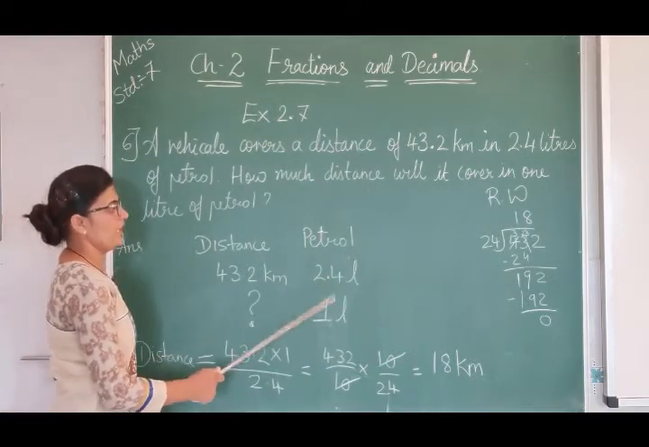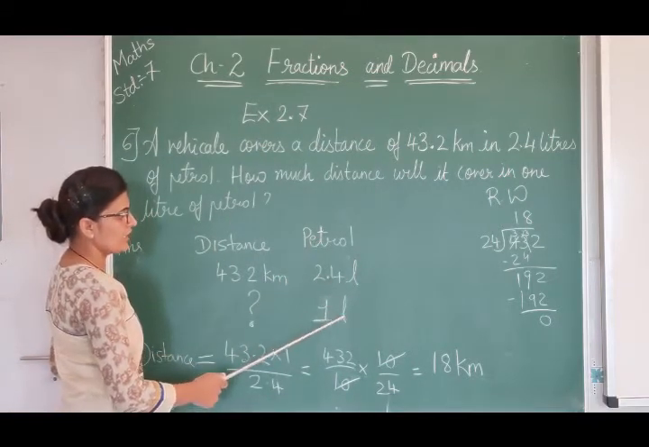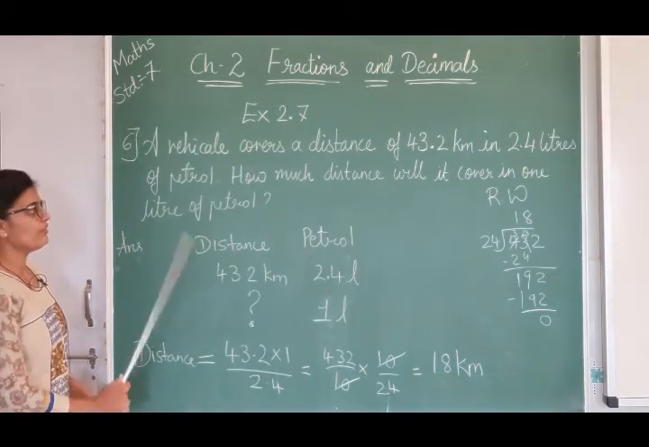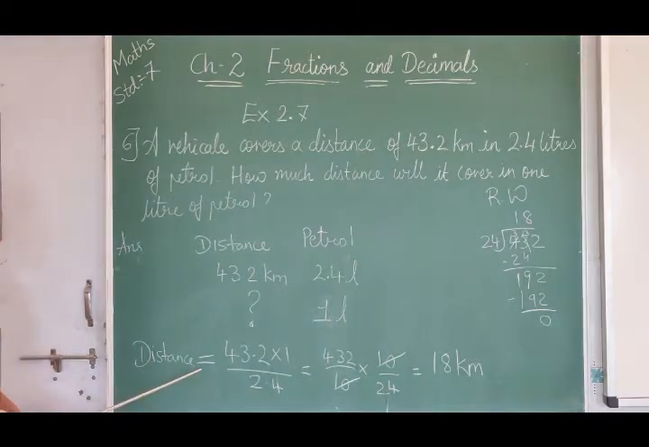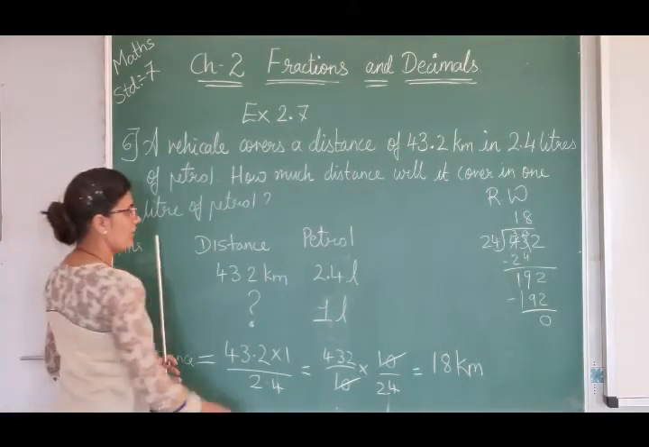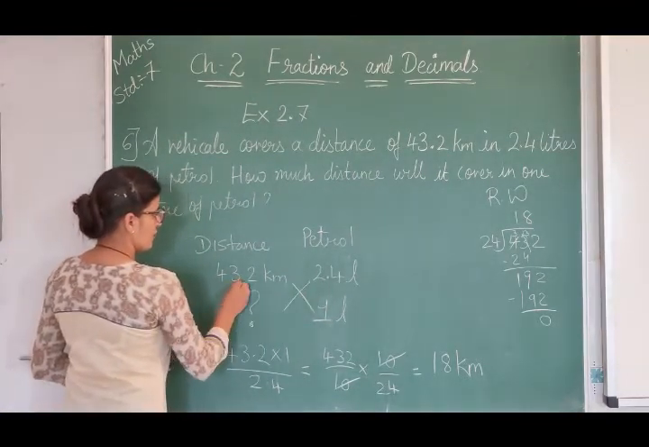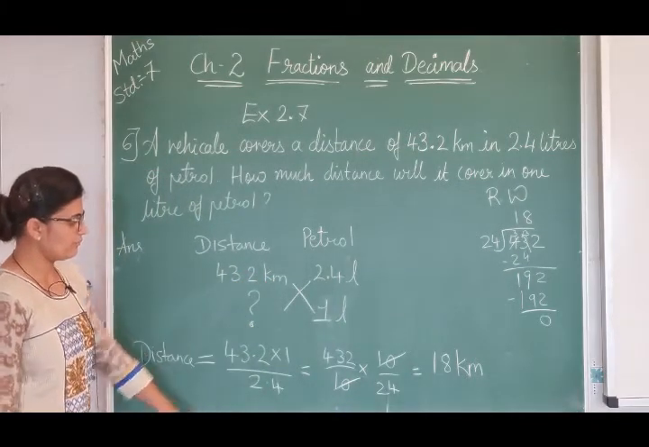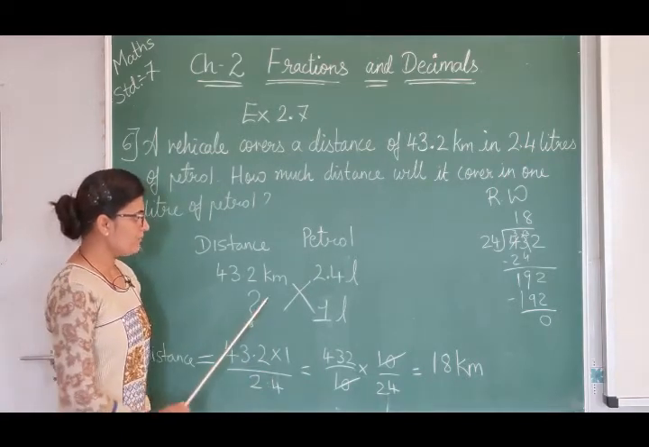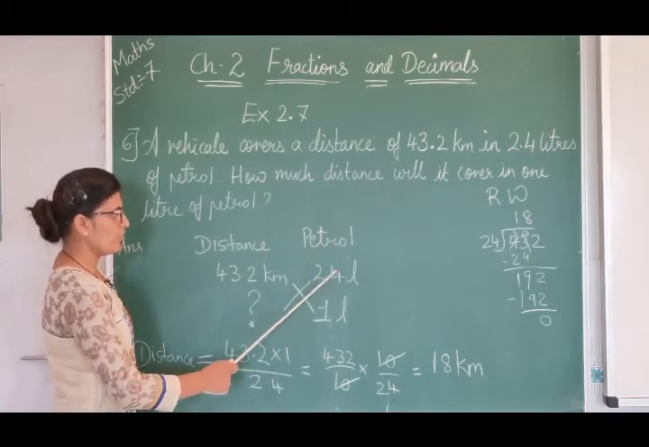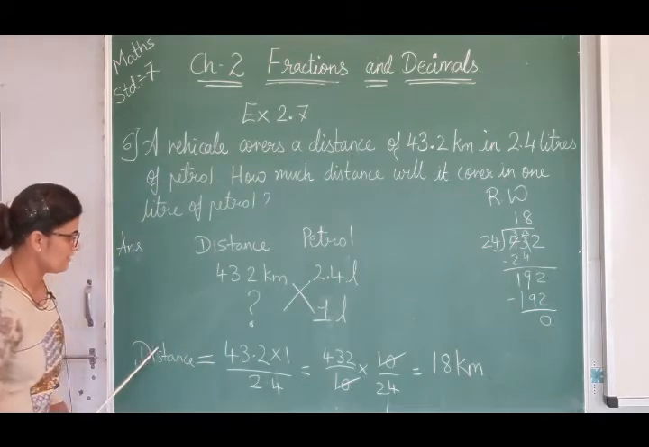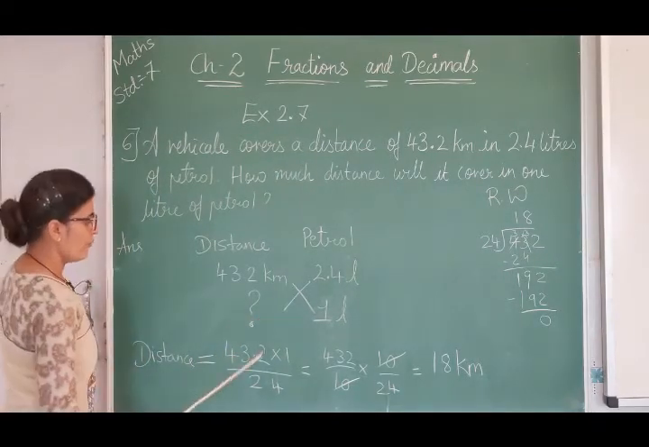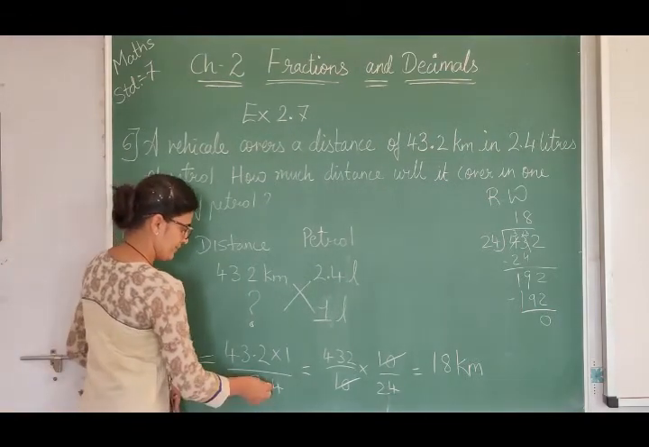So for petrol 1 liter, for distance we have to find out. So I have put a question mark over here. What we have to find out? Distance. So distance will be equal to, we have to cross multiply. So 43.2 km will be multiplied with 1, so 43.2 multiplied by 1 divided by 2.4. Here with 2.4 distance is not given. So that distance we have put over here, and 2.4 in the division form, so 2.4 as a denominator.